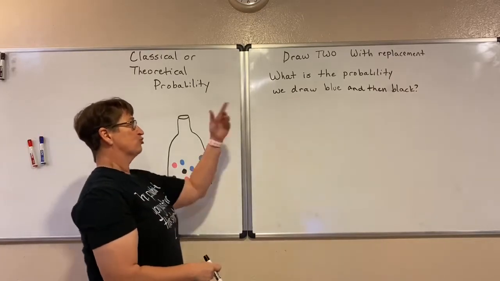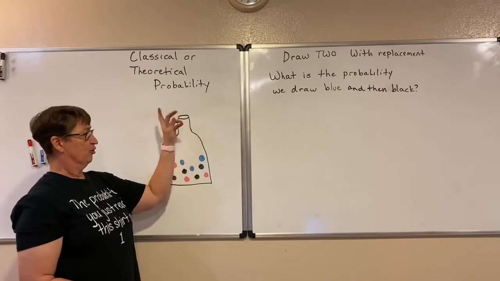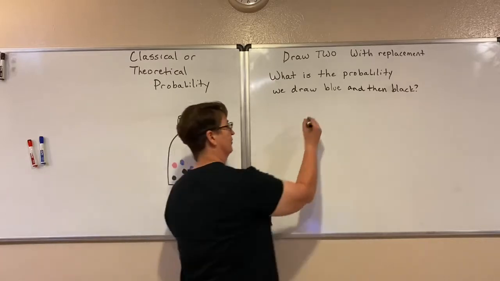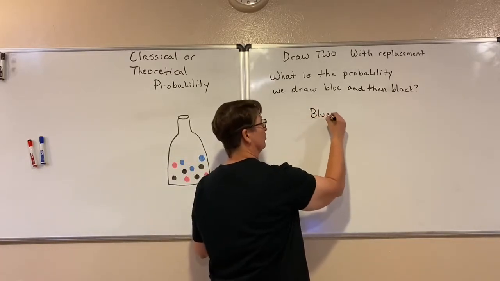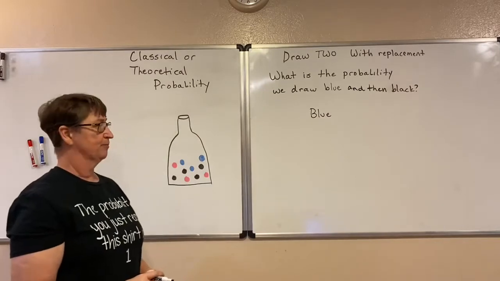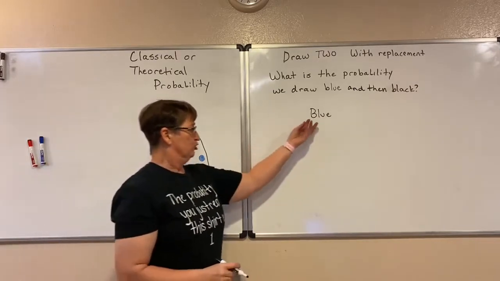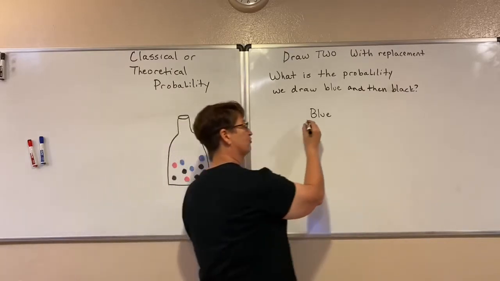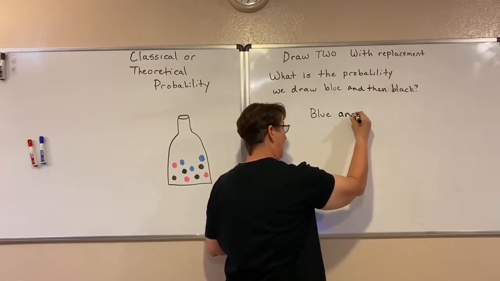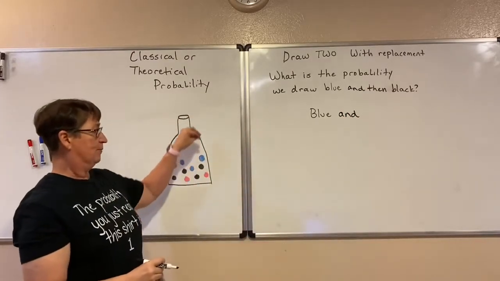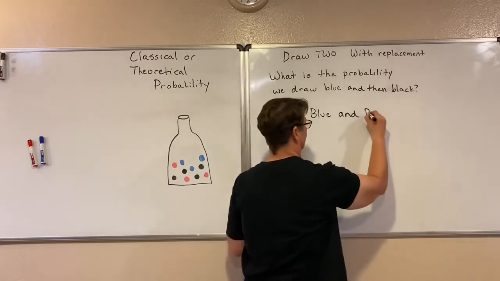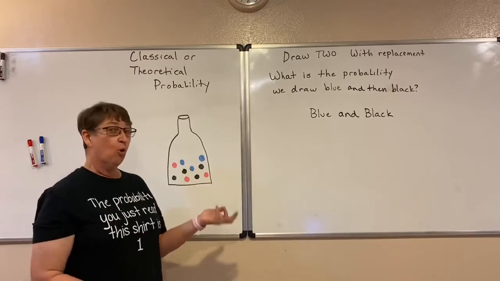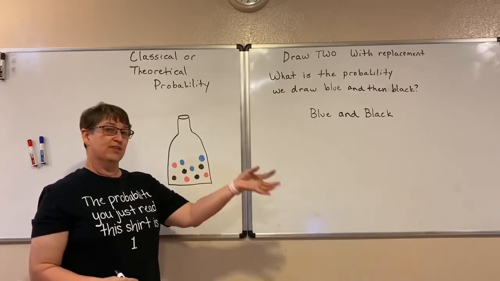Well, if I'm drawing from the urn, in order to get a blue and then a black, I would have to first draw the blue. Again, I'm going to write down my words first and then worry about numbers. So I'd have to draw blue. I put the blue back in. Then on the second draw, so after I've drawn a blue, on my second draw, I'm going to draw a black. And that's the only order I can go in to get a blue and then a black.